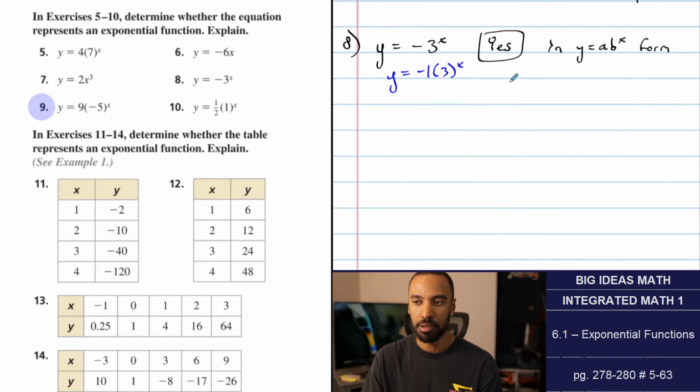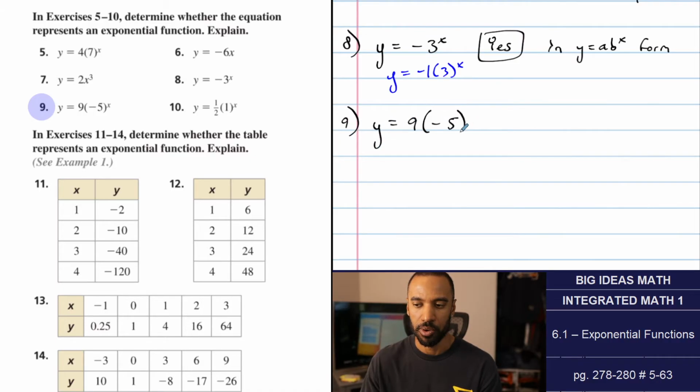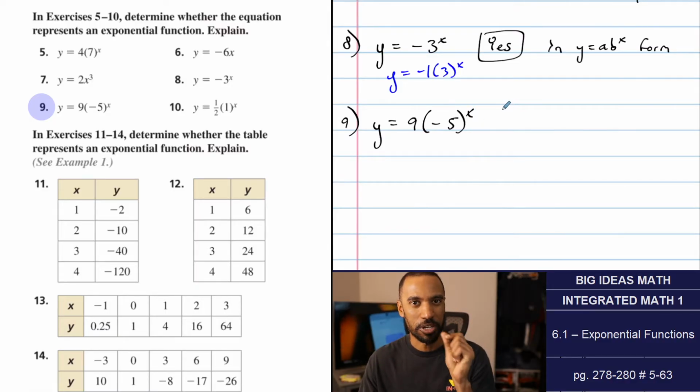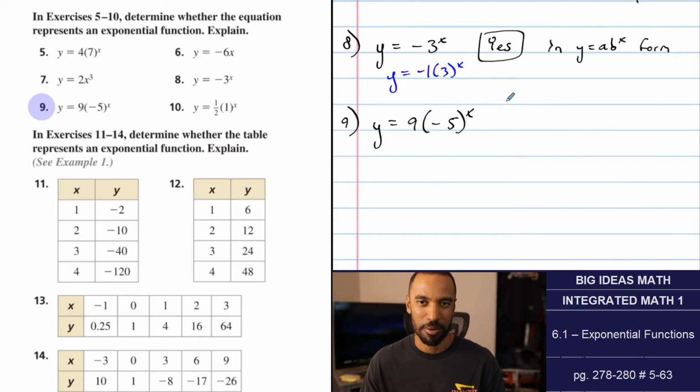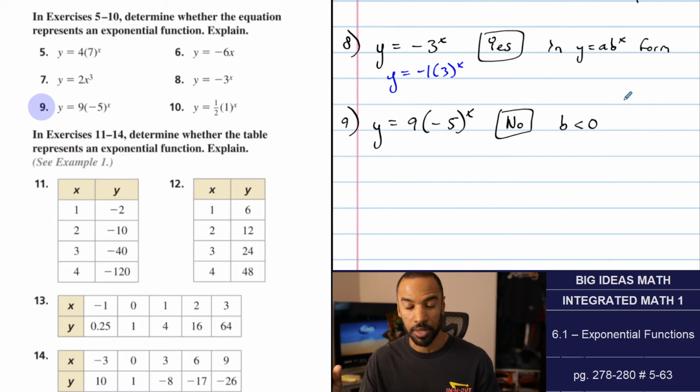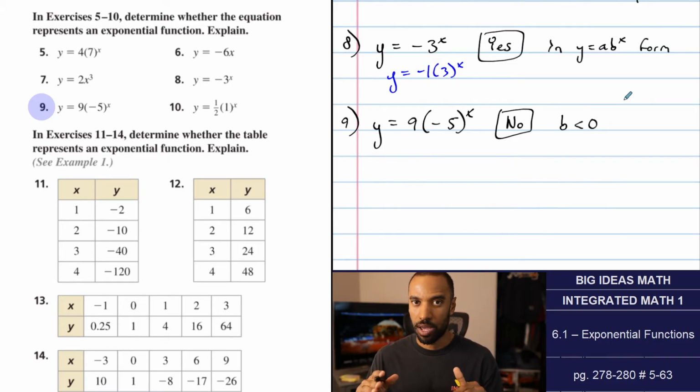B must be between 0 and 1 or greater than 1. So not exponential. You might say, Mr. Robinson, there's an exponent in the variable. I keep saying that. It's like when I say point your plots instead of plot your points. Mr. Robinson, there's a variable in the exponent. It's still a no because b is less than 0, which is not okay. It's not okay for b to be 0 either. B has to be between 0 and 1 or greater than 1. That's it. Positive numbers that are not 1. You can say it that way.